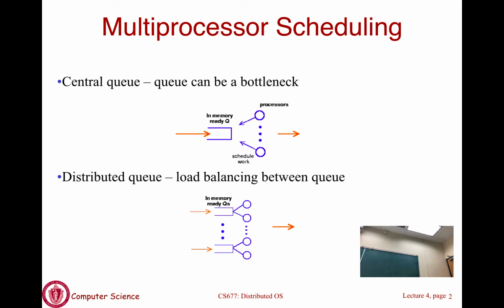Now, this is one logical queue. It could be a multi-level feedback queue, doesn't matter, but let's just assume there's one queue at the moment. So that queue is shared across all the processors. So it's a centralized queue.